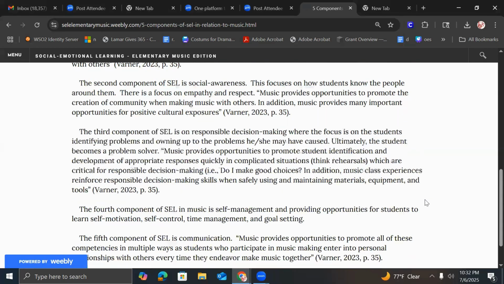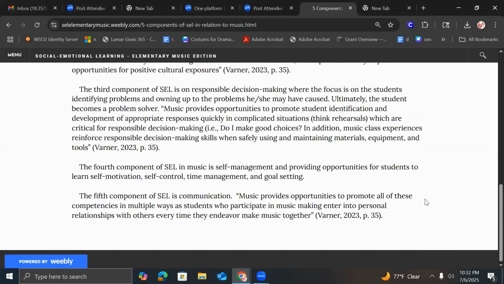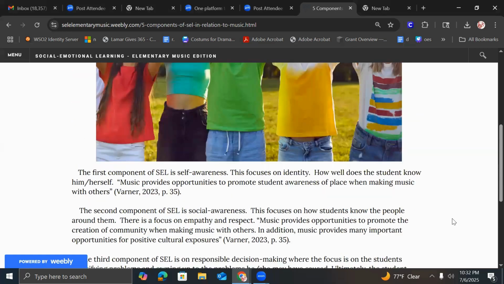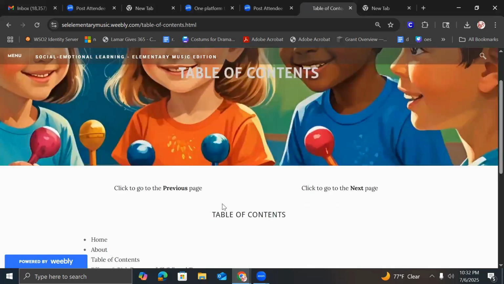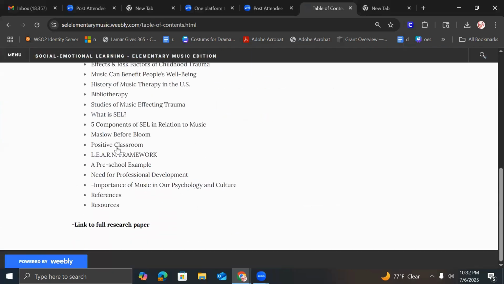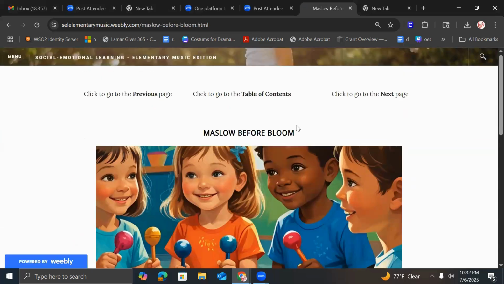Making good choices. The fourth component is self management, having self motivation, self control, their time management. They can have goal setting. And the fifth component is communication, because music provides an opportunity for students to communicate with each other when we make music together.